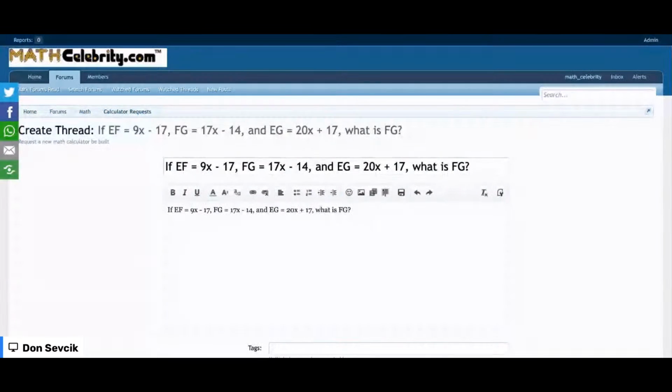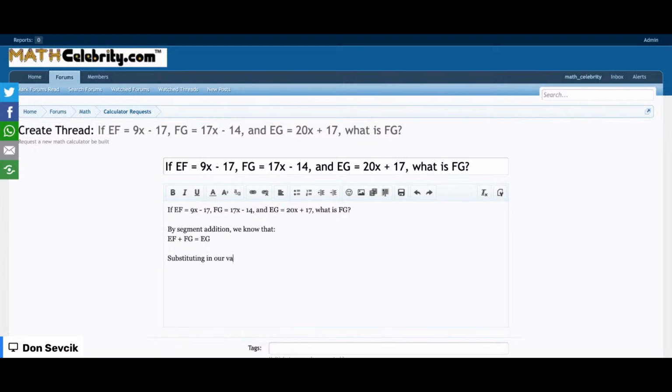All right. If EF equals 9x minus 17, FG equals 17x minus 14, and EG equals 20x plus 17, what is FG? So that's a mouthful. First, if you take a look at this, EF, FG, EG, what do you see? The beginning and end letters are the same. So what does that mean? By segment addition, we know that EF plus FG equals EG. So I have a big segment EG.